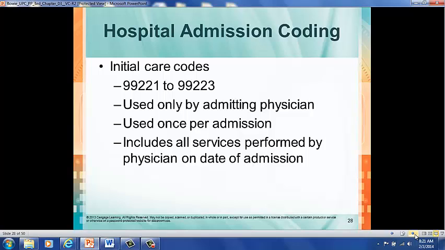Initial hospital care codes depend on the level of service that is rendered. These codes are usually used by the admitting physician to report the first hospital inpatient encounter. This range of codes is not used by other physicians. It is only for the admitting physician and is reported only once per hospital admission. All services that were performed by the physician are considered part of the initial hospital care when they are performed on the same date of the admission.